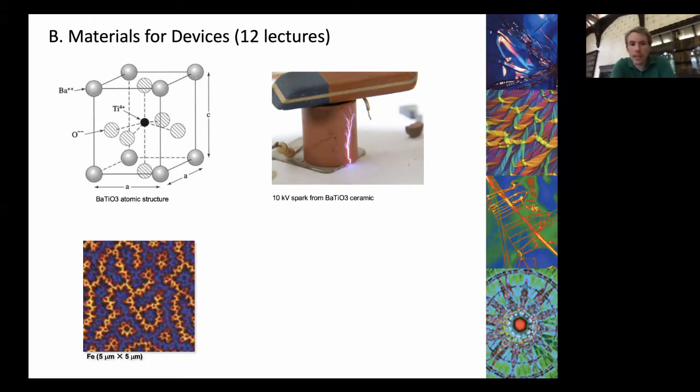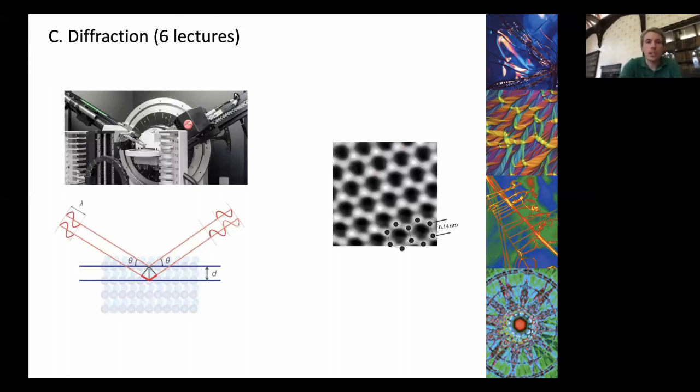You'll also learn about magnetic materials. On the bottom left, you can see a magnetic force microscope image showing the domain structure of iron on a 5 micron by 5 micron MFM or magnetic force microscope scanning image. In course C, you will return to elements of course A and apply X-ray diffraction, scanning and tunneling and transmission microscopy techniques to understand the underlying crystal structure and how you can measure very precisely the atomic constants of a material, for example, the unit cell lengths.